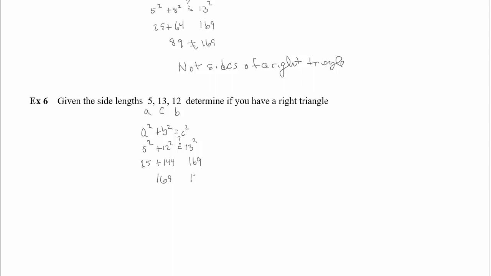Does 169 equal 169? That's a silly question. Of course it does. So because A squared plus B squared equals C squared, because those values make the Pythagorean theorem true, these are sides of a right triangle. And you're going to see some problems tonight that deal with these.